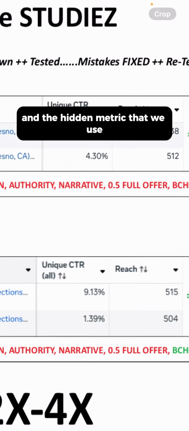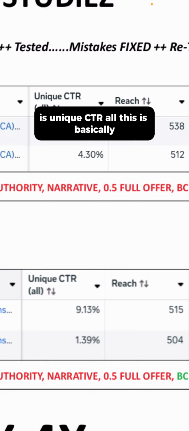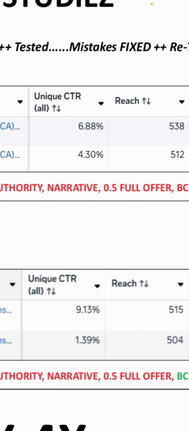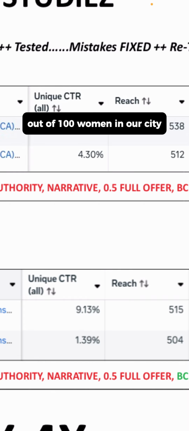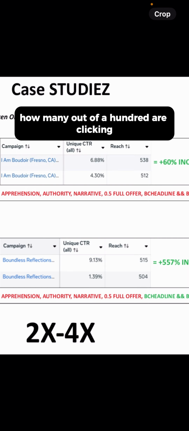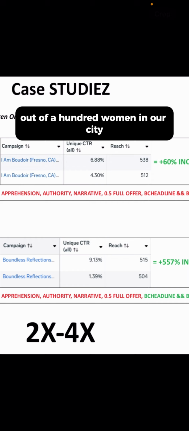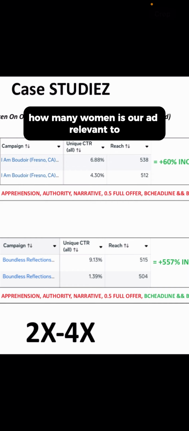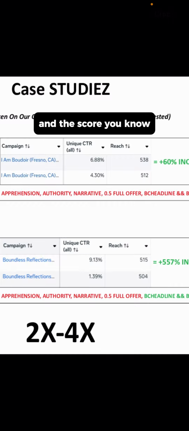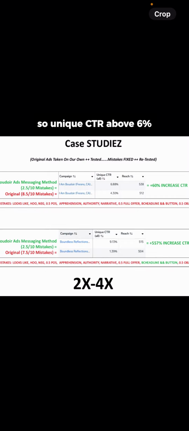And the hidden metric that we use that basically no one else knows about or cares about is Unique CTR. This is basically, out of 100 women in our city, how many are clicking and engaging with our ad? AKA, out of 100 women in our city, how many women is our ad relevant to? And this score super matters. The level we always try and keep it above is 6%. So unique CTR above 6%.